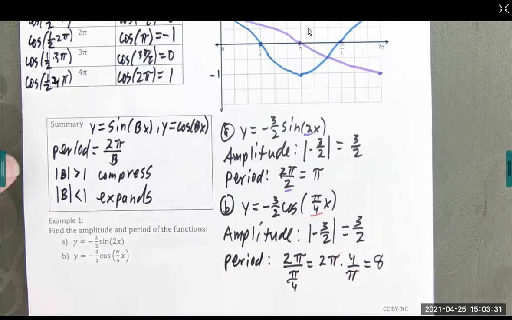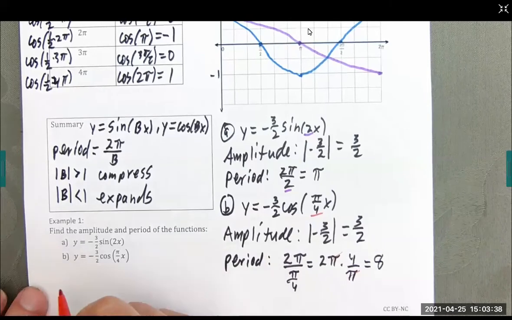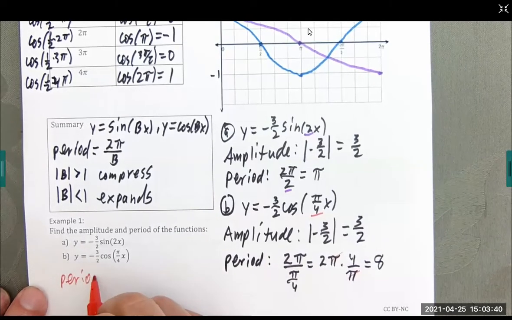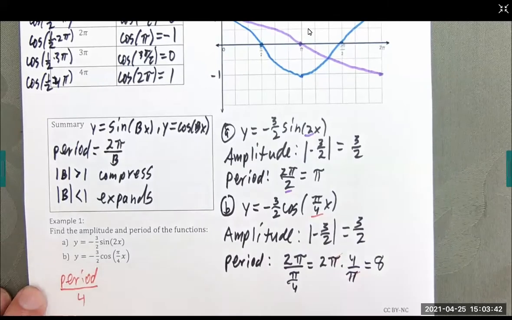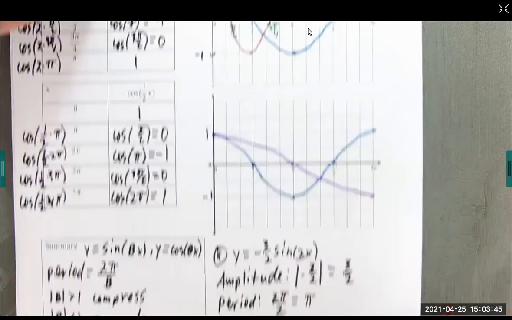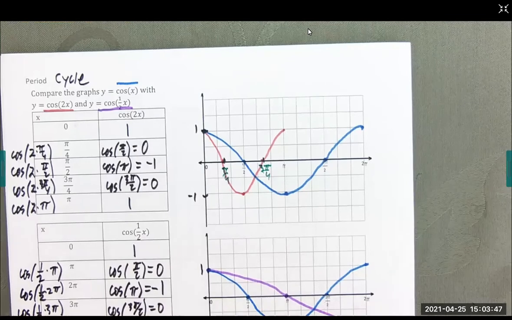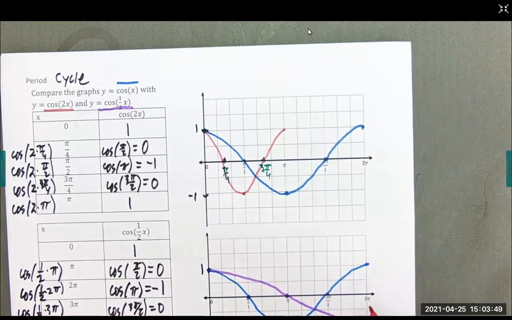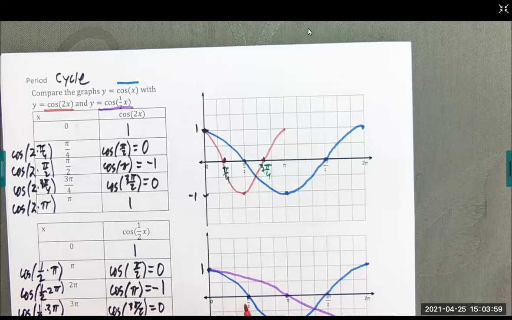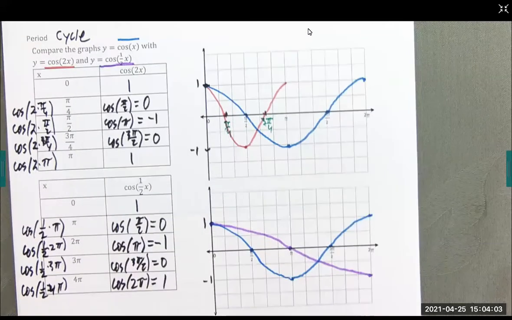Now, once we get our period, we're going to have to divide it. We're going to take the period and divide it by 4. It's always 4 because we have 1, 2, 3, 4 of those points there. So we take the period for the blue, in this case, 2 pi, and we divide it by 4. 2 pi divided by 4 is going to be pi over 2. So that means I'm going to go pi over 2 plus pi over 2 plus pi over 2 plus pi over 2. And that's what we're going to be doing.